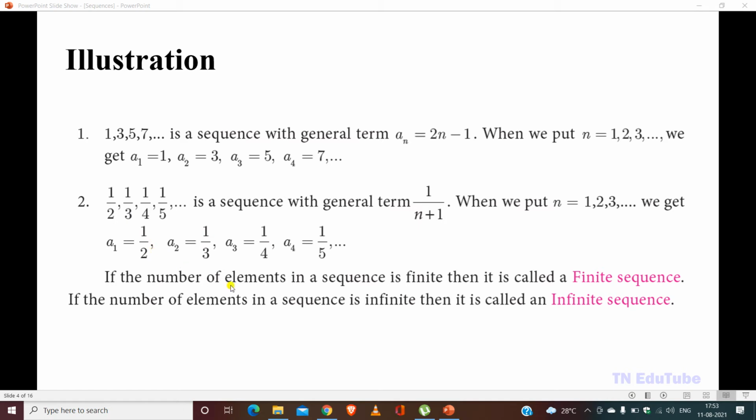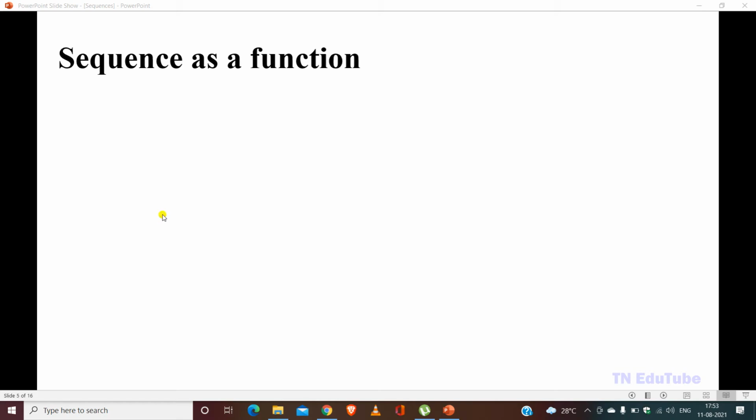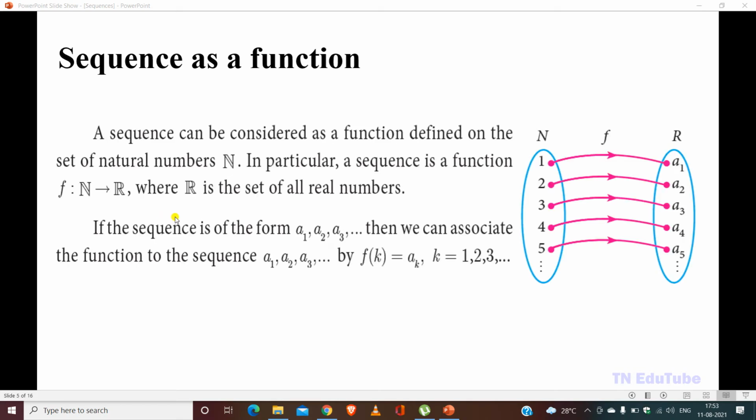If the number of elements in the sequence is finite, then we call it a finite sequence. Etc. we are putting means it is going on like this, isn't it? So it is an infinite sequence. Last number is given means we can call it a finite sequence. Then sequence as a function, in the sense that the sequence can be considered as a function defined on the set of natural numbers.